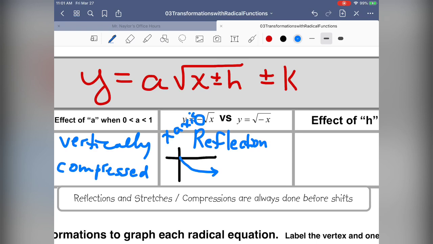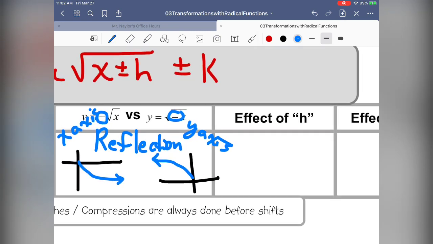What if you have a negative on the inside of the square root? Well, if it's on the inside of the square root, it's also going to be a reflection, but it's going to be a slightly different reflection. It's going to take the graph and reflect it over the y-axis. If you reflect the graph over the y-axis, it's now going to be going to the left. And so negative signs can get a little tricky, because there's two different options. So we have to figure out the location of the negative sign first.